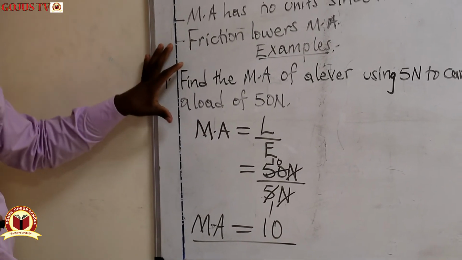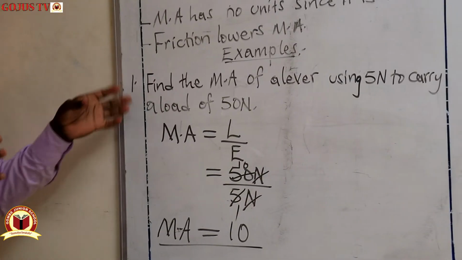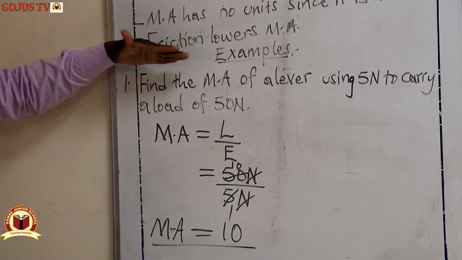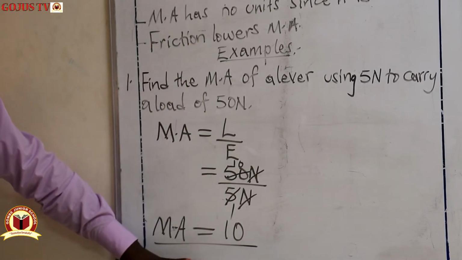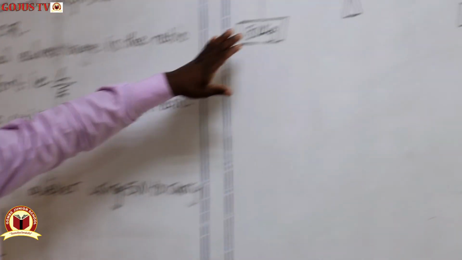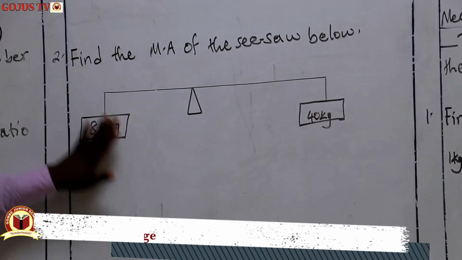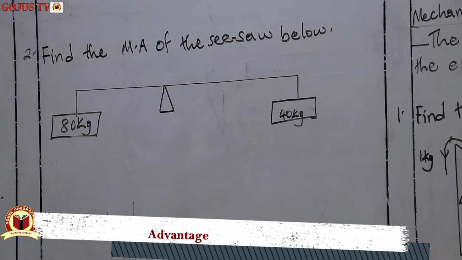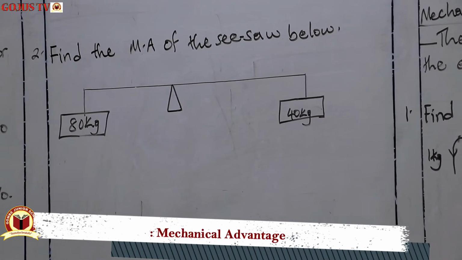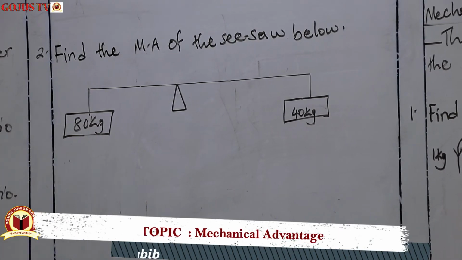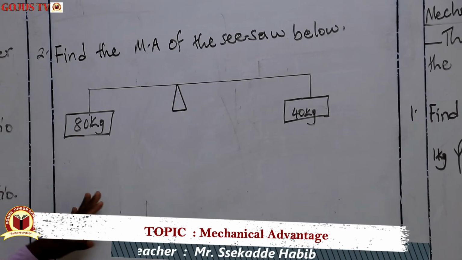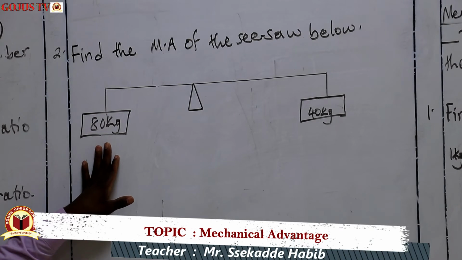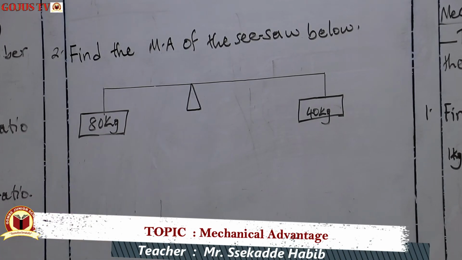Now, this question is set in form of statement, so what we may call word problems. You just have to interpret what they are saying here, and then you come up with the answer. But then, in other times, you will have to interpret a diagram like this one. They are saying, find the mechanical advantage of the seesaw below. So here, we shall identify where the load is and where the effort is. Remember, in the beginning we said that the load is always nearer to the pivot than the effort. And of course, it makes sense that the load is heavier.